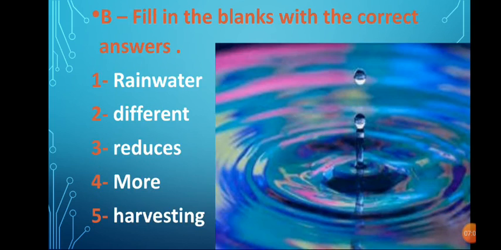Now the part B, that is fill in the blanks with the correct answers. The answer of the first question is rainwater. The answer of the second question is different. The answer of the third question is reduces. The answer of the fourth question is more. And the answer of the last one is harvesting.